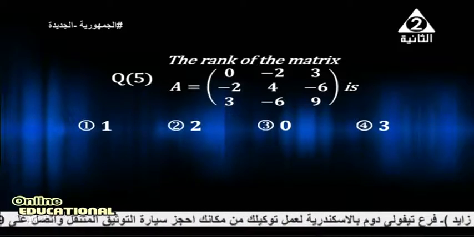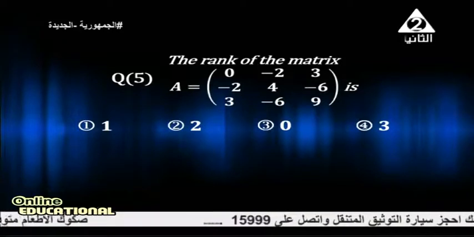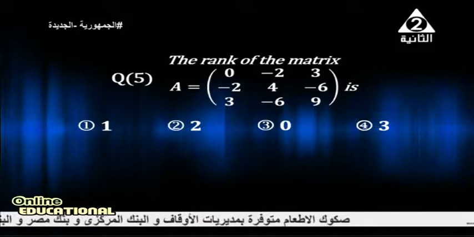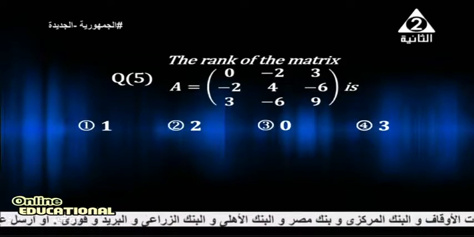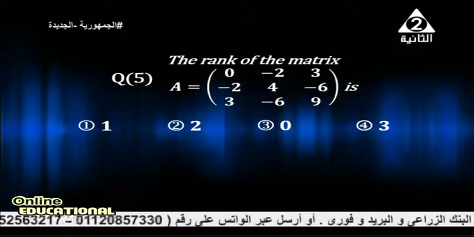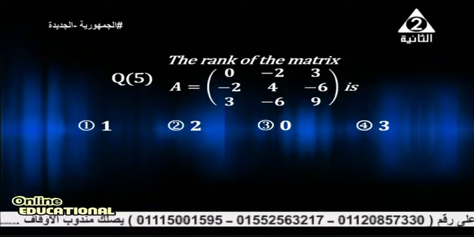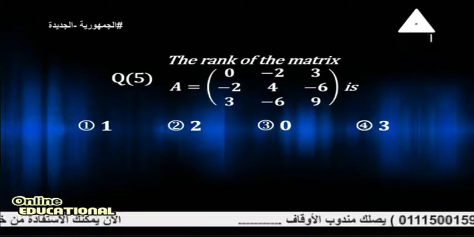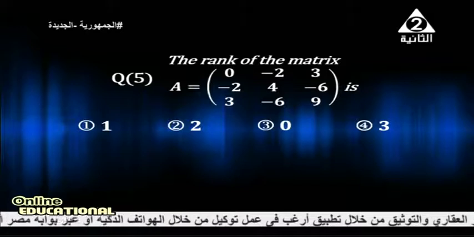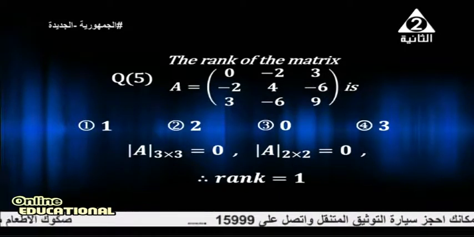But when we find the determinant of the matrix, it equals 0. When we find it using a calculator, the determinant of the matrix A equals 0. And the minor determinant also equals 0. Then the rank must equal 1. Look: determinant of the matrix equals 0, minor determinant equals 0, the rank equals 1.